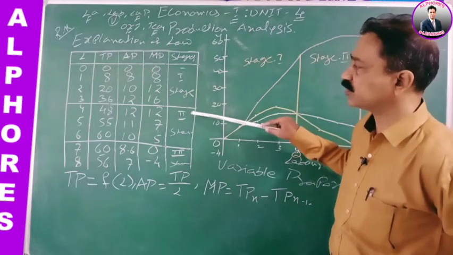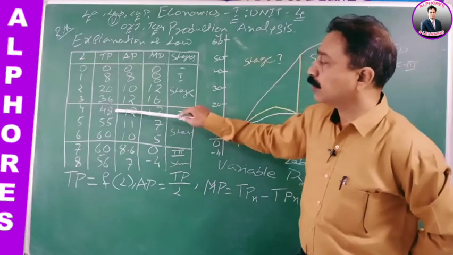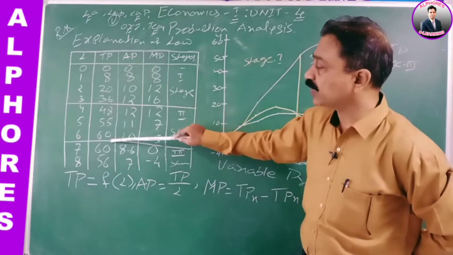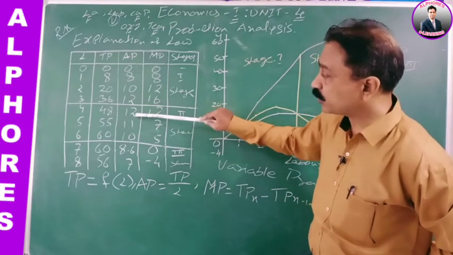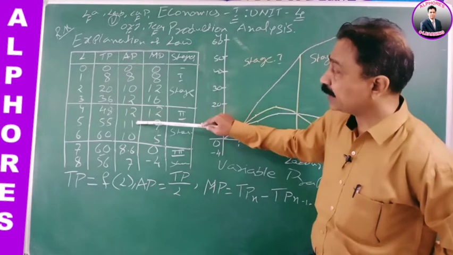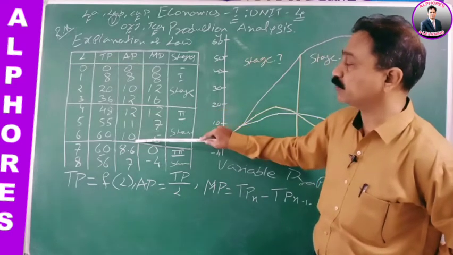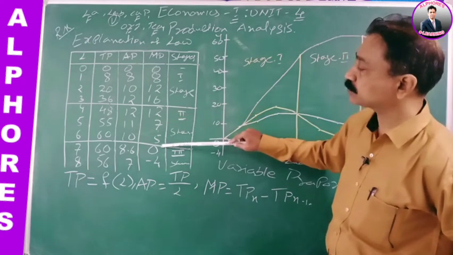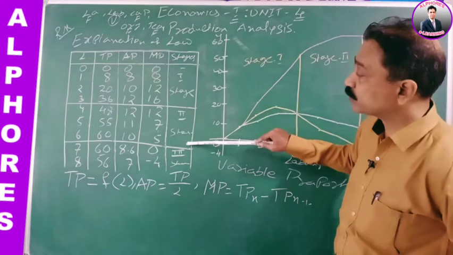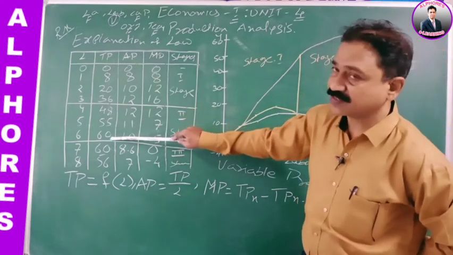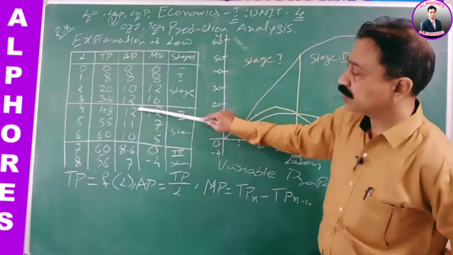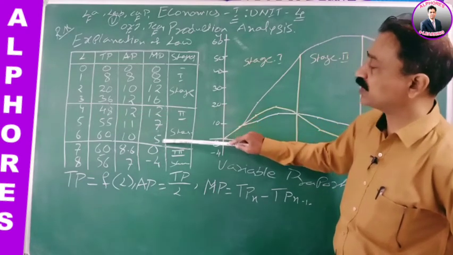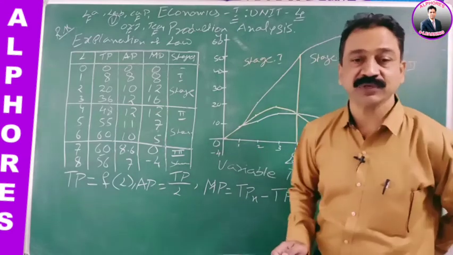Let us see the second stage. Labor increasing, total product increasing, but average product becomes constant and then starts decreasing, whereas marginal productivity has already started decreasing. In the second stage, only total product is still increasing, but average product becomes constant and starts decreasing. Marginal productivity is continuously decreasing. This is the second stage.